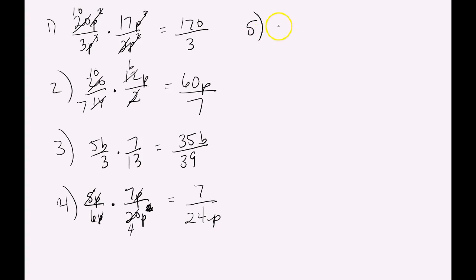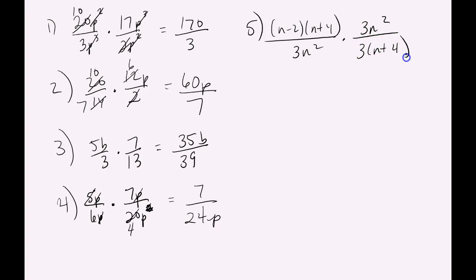Number 5. I've got n minus 2, I've got n plus 4. So somebody was nice and totally already factored this mess for you just to save you some time. So this just becomes a fun game of canceling what can cancel. Those match exactly. They are gone. N plus 4 is gone. And now I only have an n minus 2 over a 3.